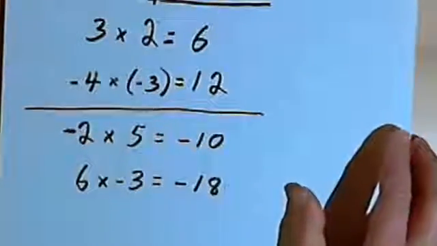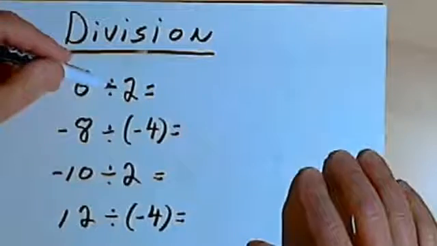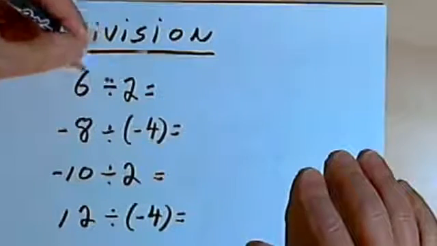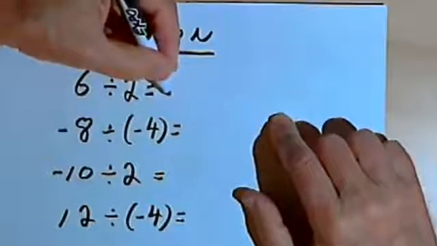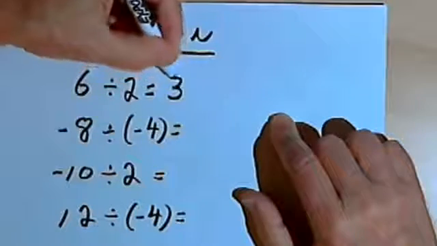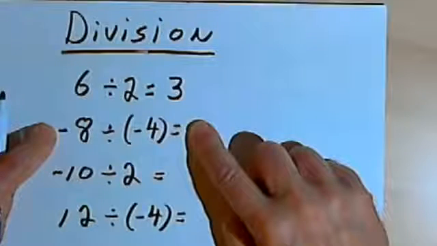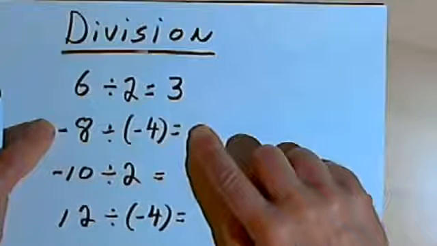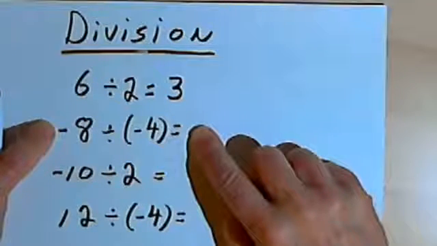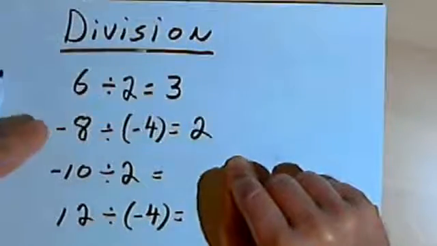Now, the rules for multiplication are going to be the same rules we're going to see for division. So here I've got division. I've got 6 divided by 2. The signs are both positive, positive 6 and positive 2. So the result, the quotient, 6 divided by 2, is going to be a positive 3. Then I've got negative 8 divided by negative 4. The signs are the same. Just as in multiplication, if the signs are the same, my answer is going to be positive. So negative 8 divided by negative 4 is going to be a positive 2.